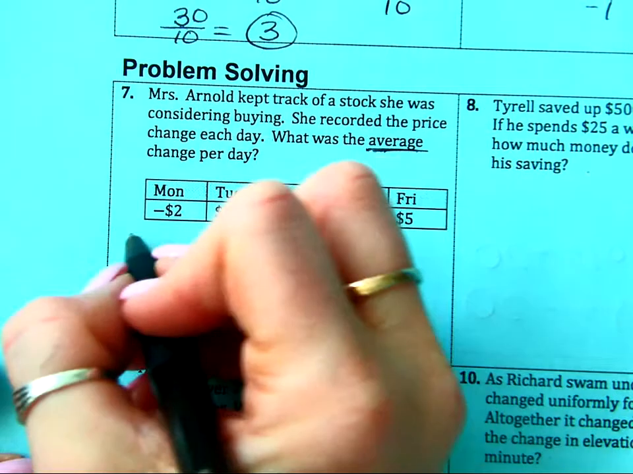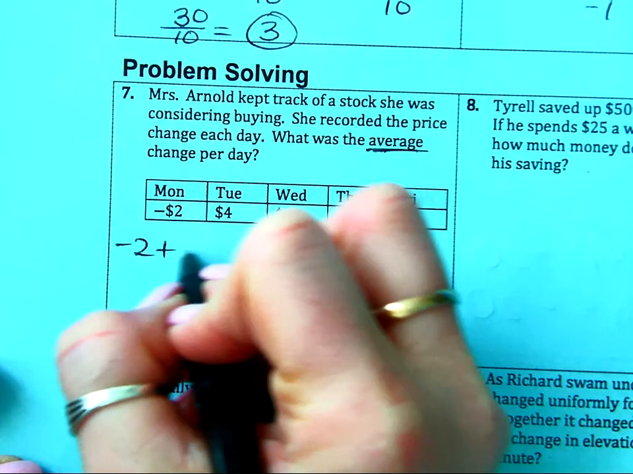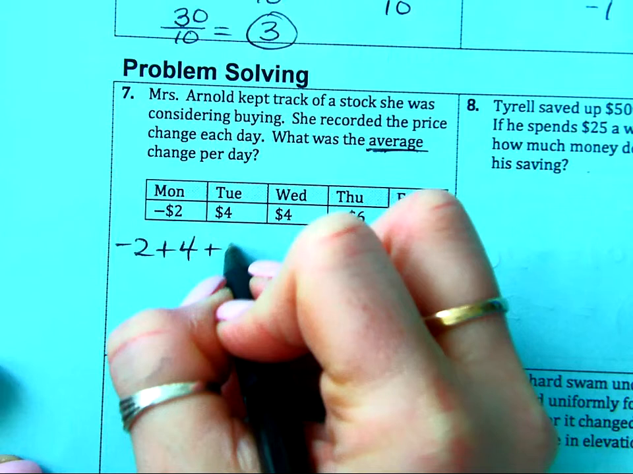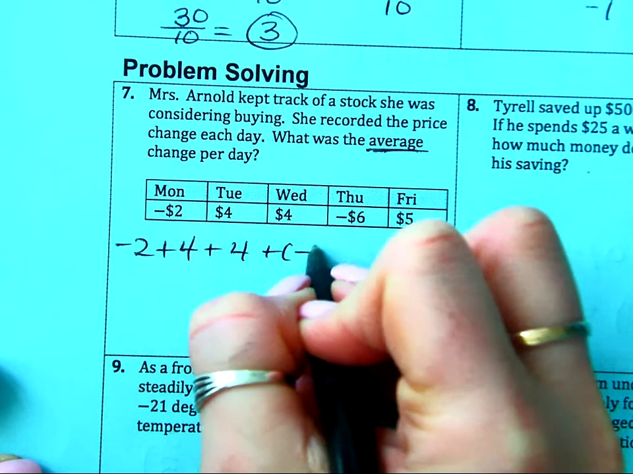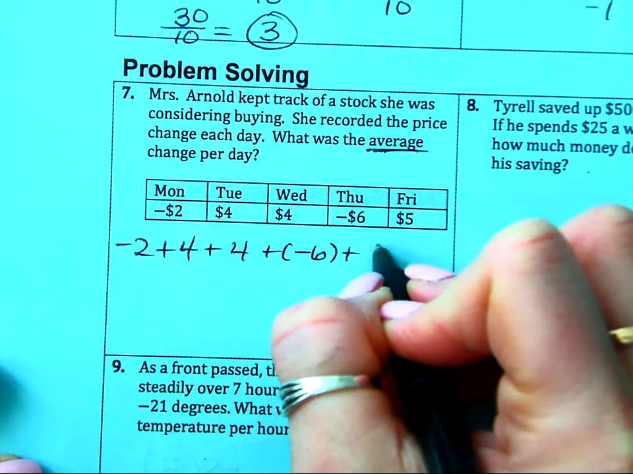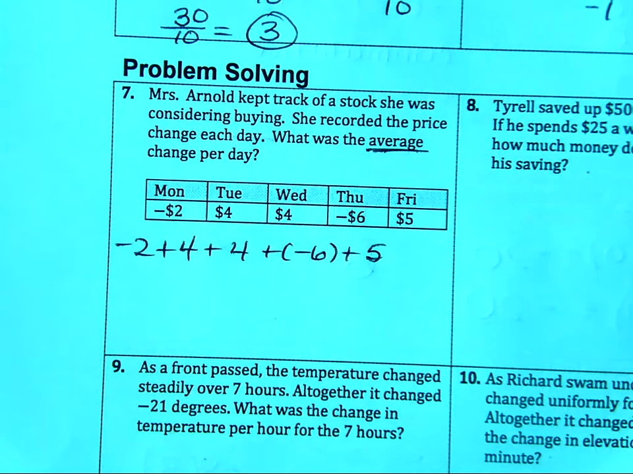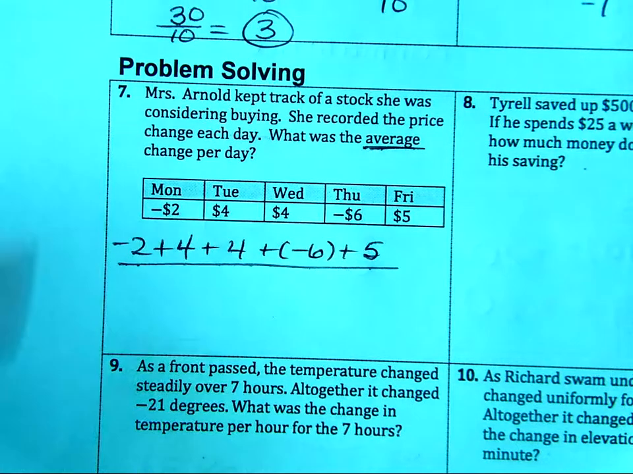So let's take negative 2 and add 4 to it. And add another 4 to it for Wednesday. But then add a negative 6. Isn't a negative 6 the same as it dropped 6? Yeah? What number should I divide by? Can I just pick one of those numbers? No. How many are there? 5.